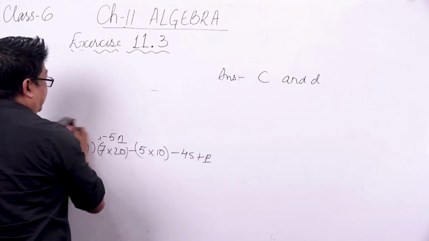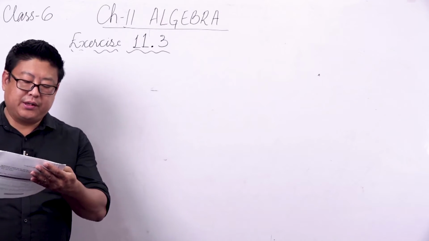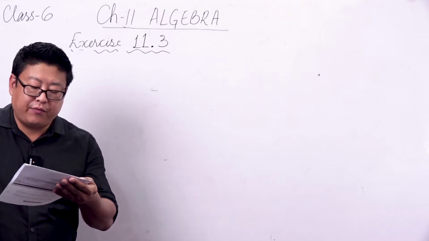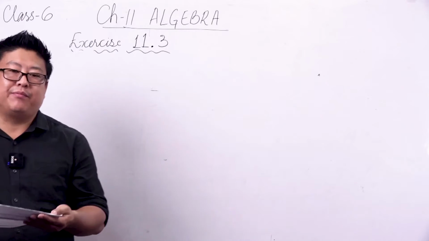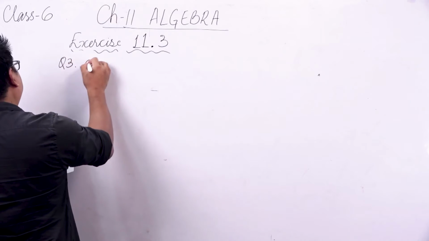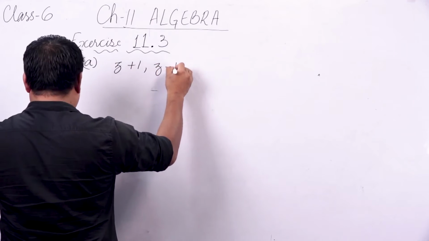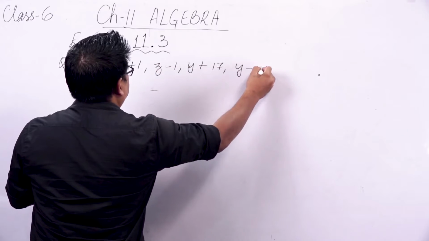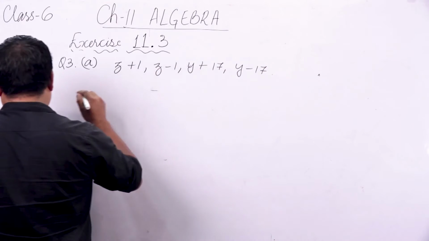Let's look at question number 3. Identify the operations, addition, subtraction, division, multiplication, in forming the following expressions and tell how the expressions have been formed. So let's look at question 3a. z plus 1, z minus 1, y plus 17, y minus 17. There are a few expressions given here. So let's try to solve them.